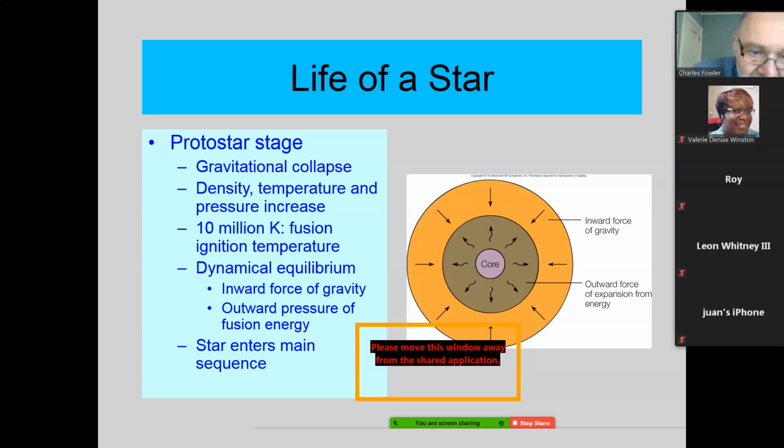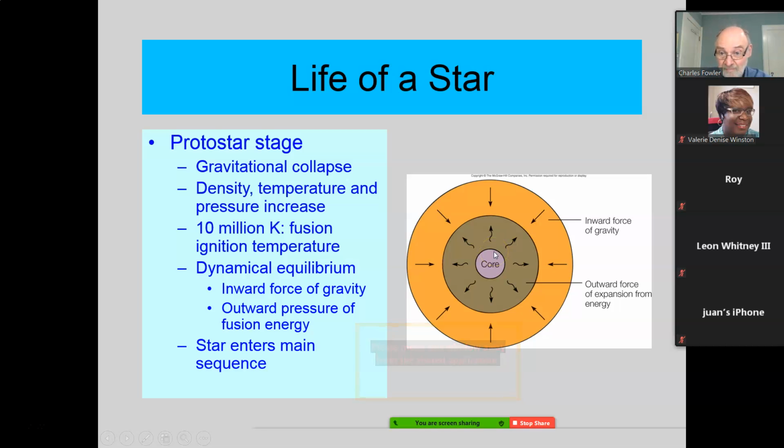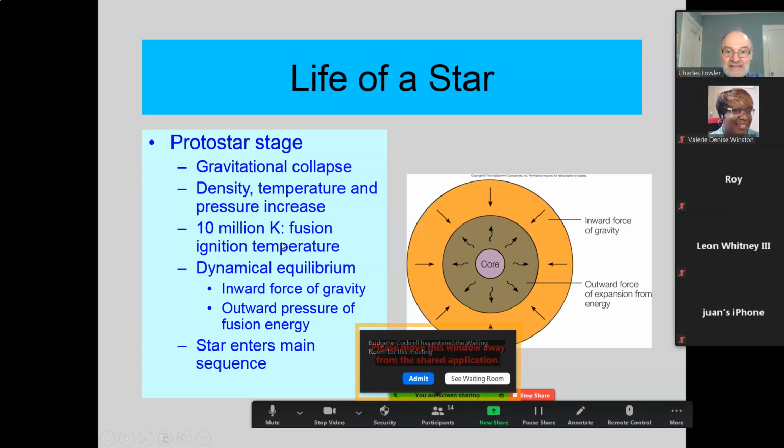All right. Here's what's happening. Gravitational collapse is pulling everything inward. This thing that you see on the slide here. There it is, pulling inward. When this reaches 10 million K or so, and fusion begins to happen, now it's blowing.